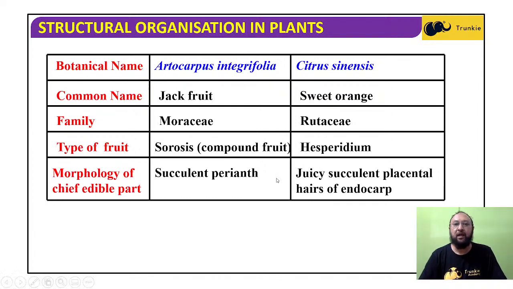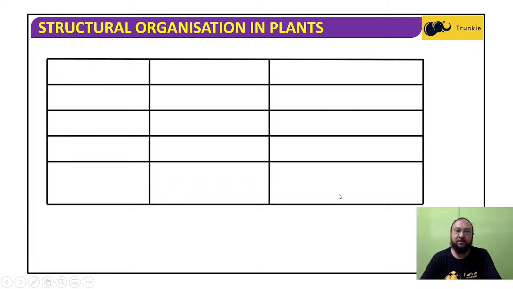Now in the case of Citrus sinensis, that means the sweet orange, it belongs to the Rutaceae, and the type of fruit is the hesperidium, because of the juicy succulent placental hairs of the endocarp. The endocarp is modified into juicy succulent hairs inside. So the endocarp is the edible part.